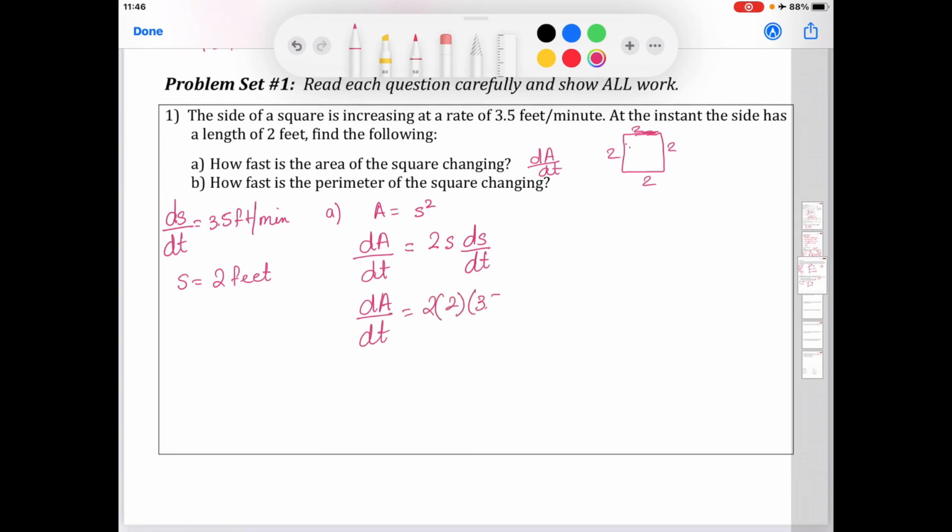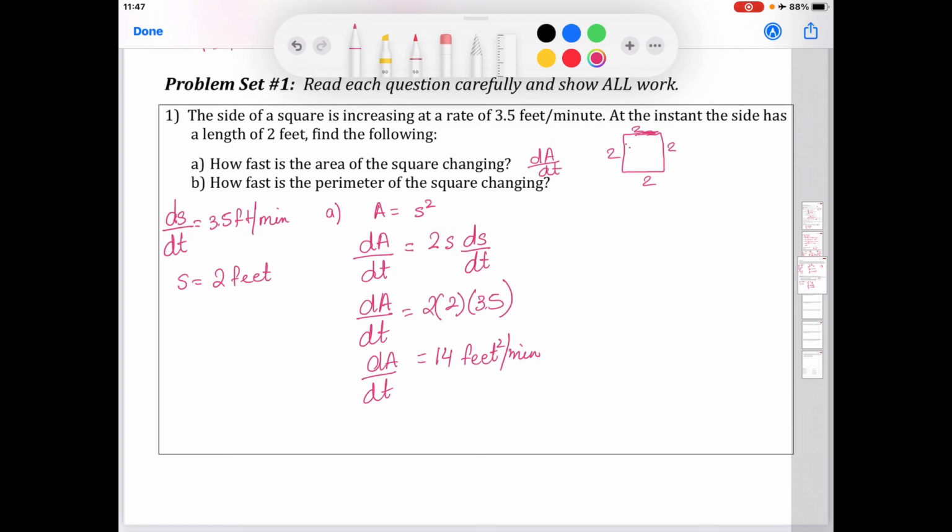So 2 times 2 times 3.5, which is what? 2 times 2 is 4. 4 times 3.5 is 14. So dA/dt is 14. Again, this is area, so it's squared. So it's feet squared per minute. If you're not sure about your units, don't write them if it's not asking, because if you write wrong units and they didn't even ask, you do get points taken off. So be very careful. But I want you to, at least in your lessons, practice them so you get more and more comfortable with those.